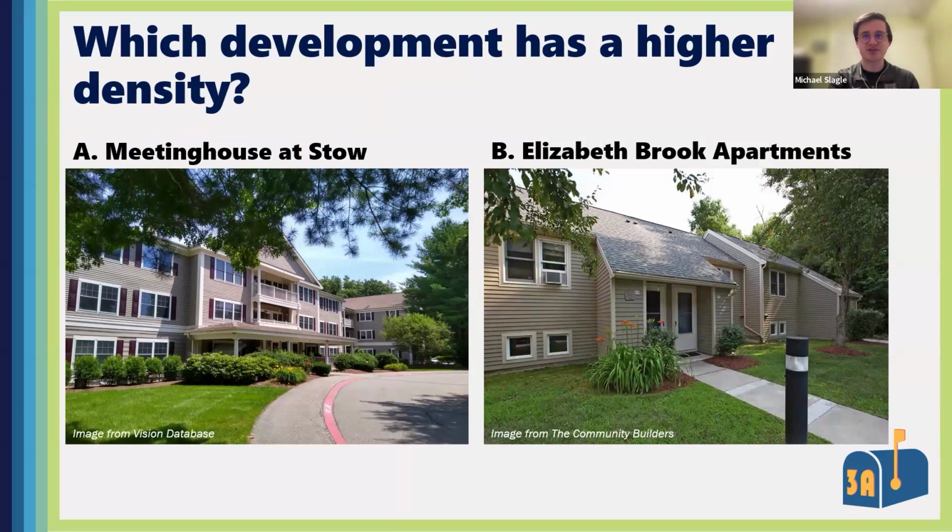All right. On this, we have 2 notable developments within Stow. We have Meeting House at Stow and Elizabeth Brook Apartments. Both of these offer apartment style accommodations for residents, but they have different densities. Looking at these images, which property do you think has a higher density?